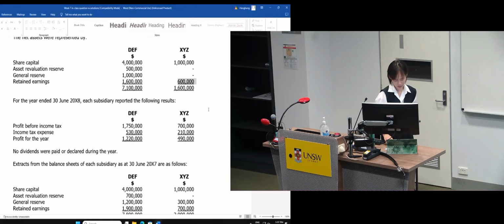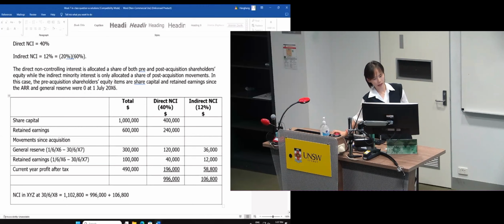For this 490,000, your allocation to the NCI is based on 40% or 52%? Is 52%. Again, this is a post-acquisition, right? Equity of the subsidiary. So both DNCI, INCI receive a share of that. Well done, okay. Now, then we have our analysis. Now let's complete our calculation.